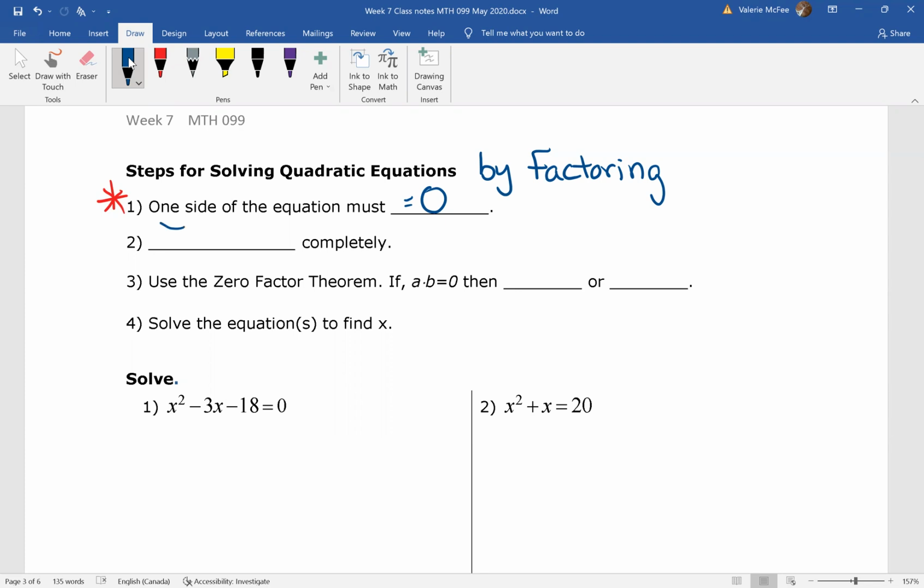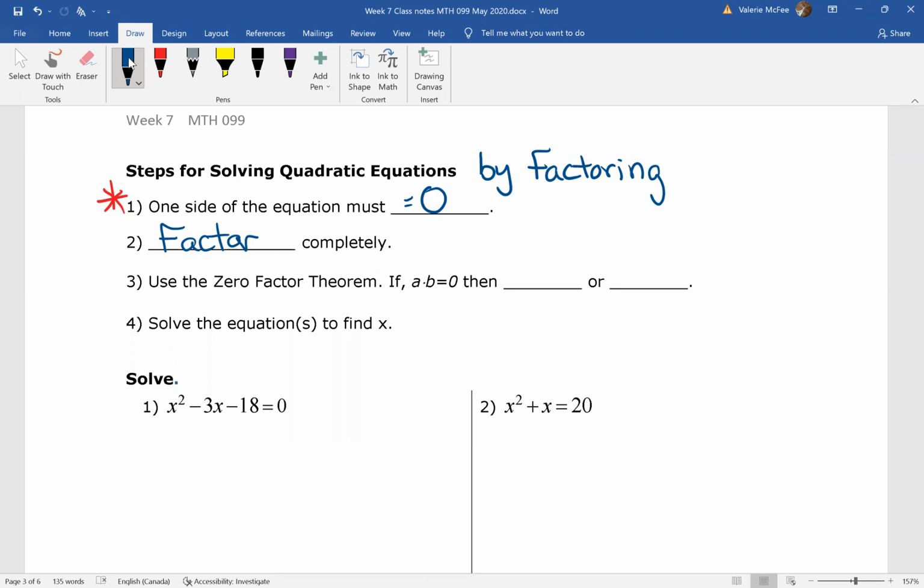The second step is to factor completely. And I have to say that the most common error I see on final exams and tests is that people can't factor, and therefore they can't solve the equation. So make sure you go back to last week's lessons and practice all those different types of factoring.